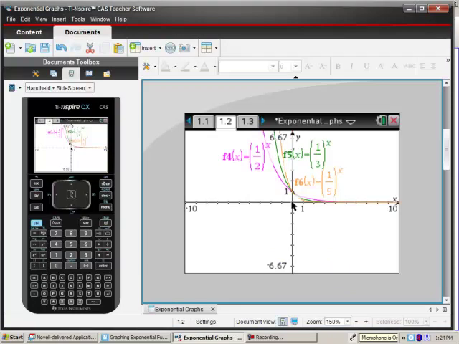Compare that to this graph, where now I have three graphs where the b value is all less than 1. In f4 of x, my b value is a half. In the green one, it's a third. And in the orange one, it's a fifth. These are all exponential decay.